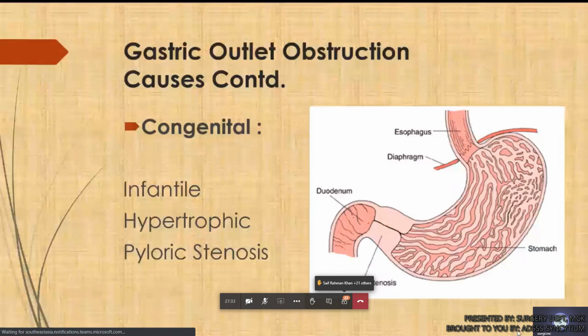In case of infantile hypertrophic pyloric stenosis, what happens? The innermost layer becomes thick due to hypertrophy, and the return of the intermediate oblique fibers also adds to the obstruction.